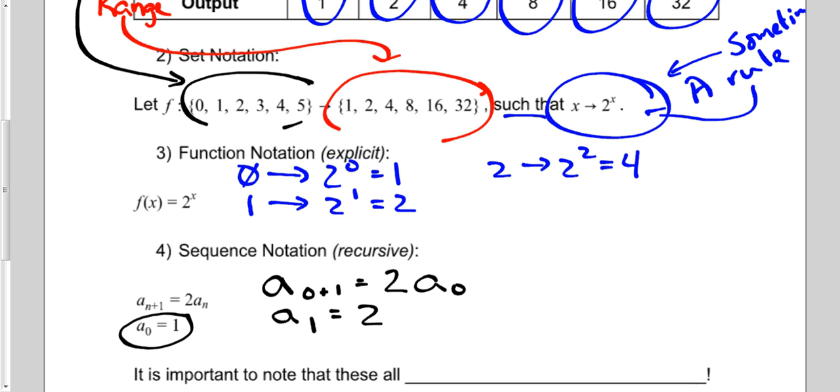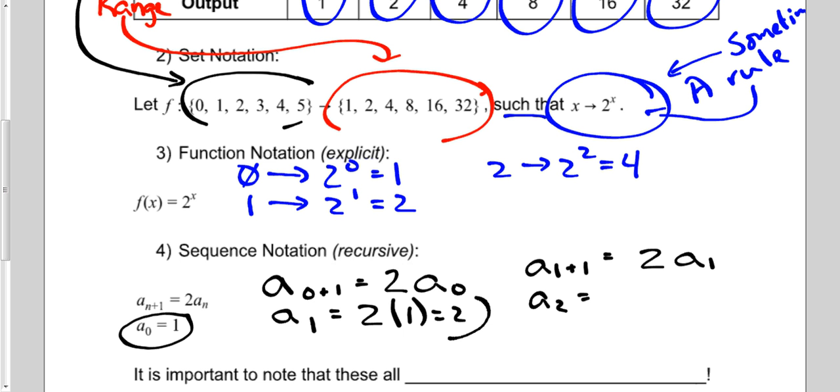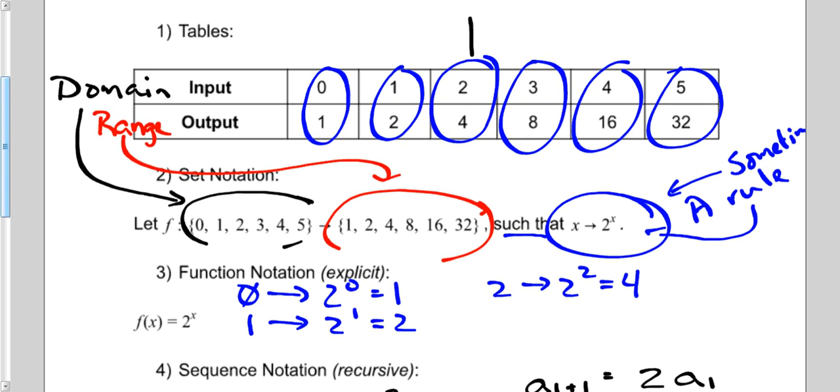Now I can do 2 times 1 equals 2. Sorry about that, kids. Now I'm going to say a of 1 plus 1 equals 2 times a sub 1. Well, a of 1 plus 1, that's a of 2, and that equals 2 times a sub 1. Well, a sub 1 equals 2 right here, right? So I can substitute that in: 2 times 2, which equals 4. And I get this one right here.